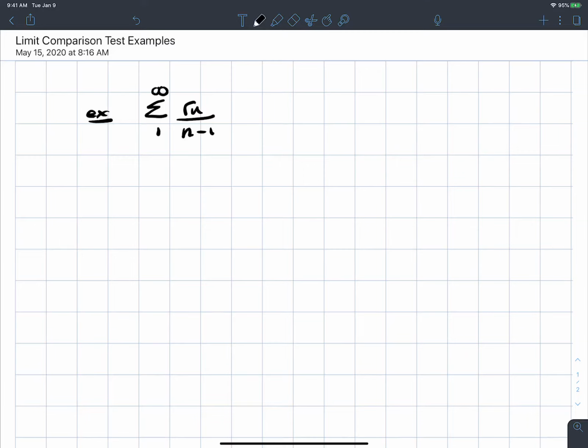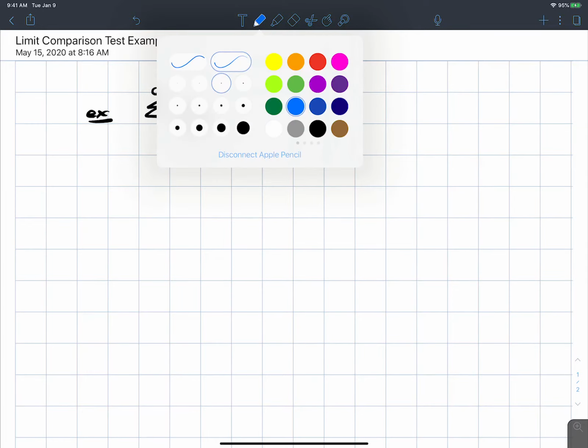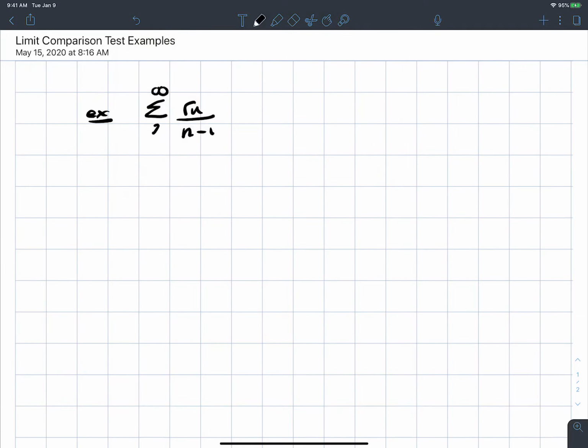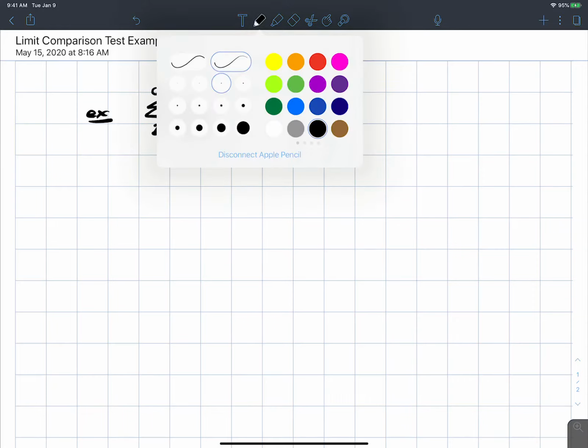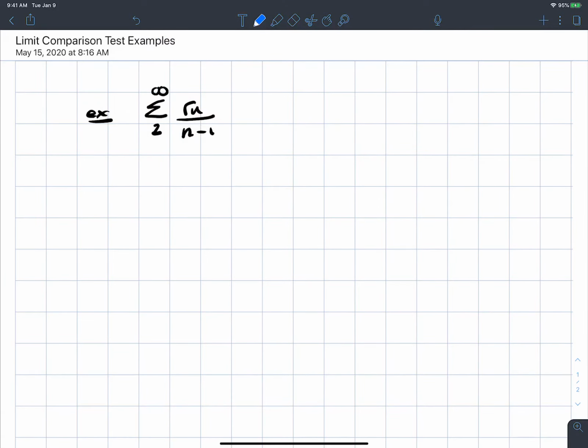So remember, we have to write another series, and we're going to adjust this because it doesn't look right. Here we go. This is going to be starting at 2. Now we have a series that's defined, because you can't divide by 0, so you can't start at 1. Anyway, this is a series of positive terms, and we need to create another series that it behaves like.